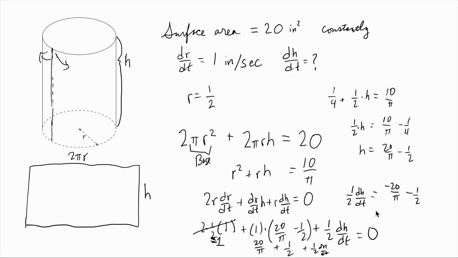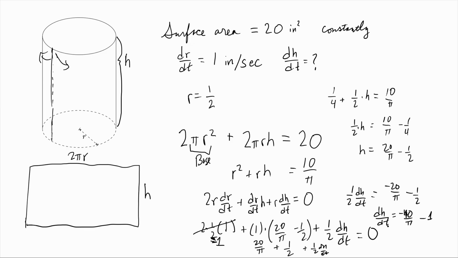Multiply both sides by 2, and you get dh/dt is equal to negative 40 over pi minus 1, because we multiply both sides by 2. That's a 40. Okay, so notice this is going to be a negative number. Does that make sense? So the height is decreasing as the radius is increasing. It should, because if the base and the top are getting bigger, then the lateral area on the sides has to be getting smaller so you can maintain a surface area of 20.